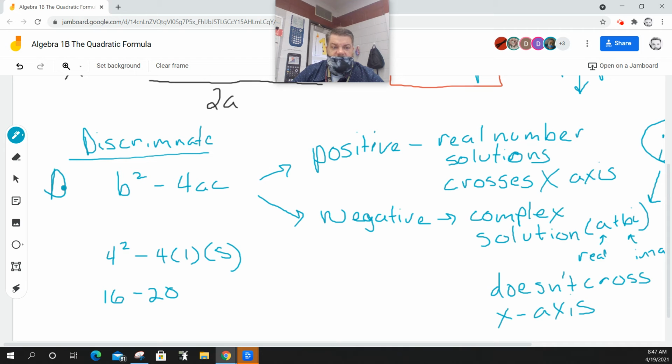And sometimes some textbooks will label this as a capital D. So the formula would be D for discriminant equals b squared minus 4ac. So then the discriminant is equal to, what's 16 minus 20? Negative 4. Okay. So it's negative, so that means it does not cross the x-axis. It still is a quadratic. And if I were to plug this in, I could solve this, but I'd have an imaginary or complex solution.